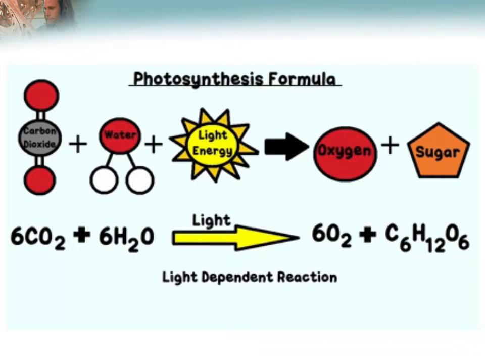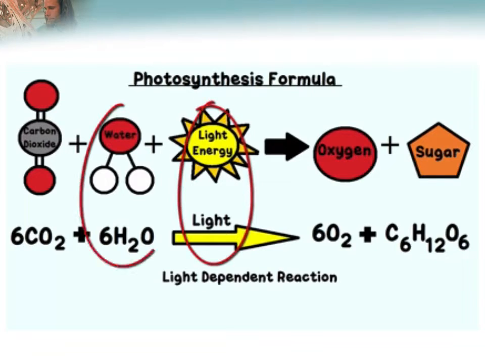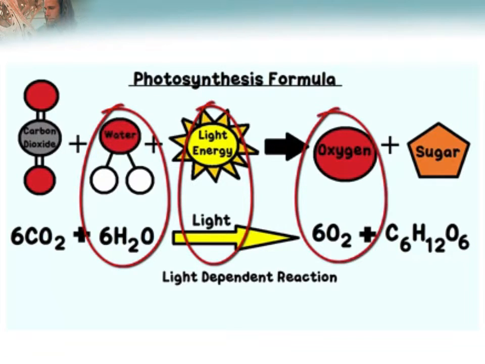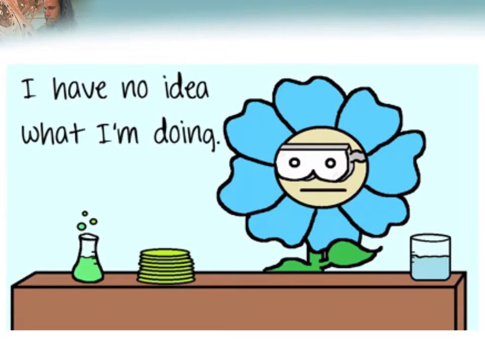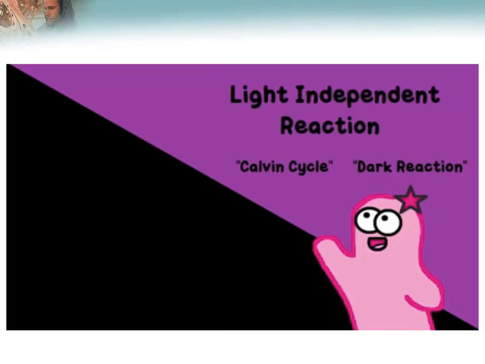So let's take a look at our formula to see what just happened. The light and the water on the reactant side were used in the light-dependent reaction, and the oxygen that was produced was also from this light-dependent reaction. Now, what about the other items in the formula? And why would you make this ATP and NADPH? What do they do? Where are they going to come in? Well, that's the next step, the light-independent reaction.